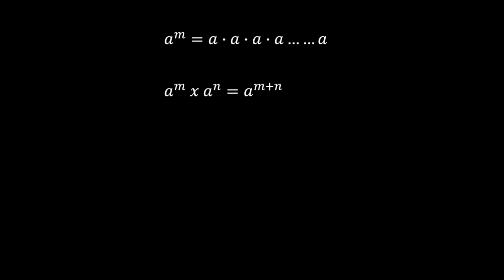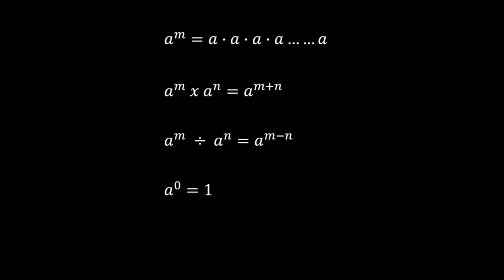a to the power of m times a to the power of n is equal to a to the power of m plus n. So in this case, if we have the same base, here our base is a, and they have different exponents m and n, you are just going to add the exponents, so the result is m plus n. Now if we have a to the power of m divided by a to the power of n, you are just going to subtract the exponent of the denominator from the exponent of the numerator.